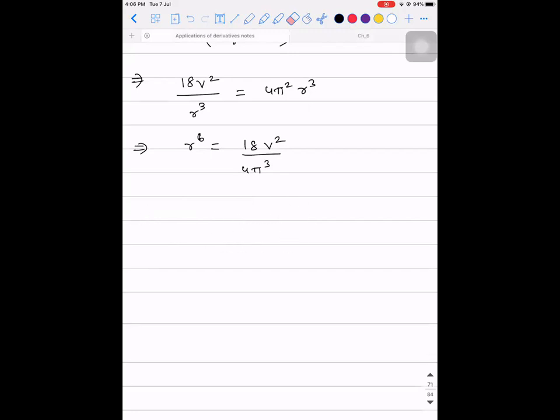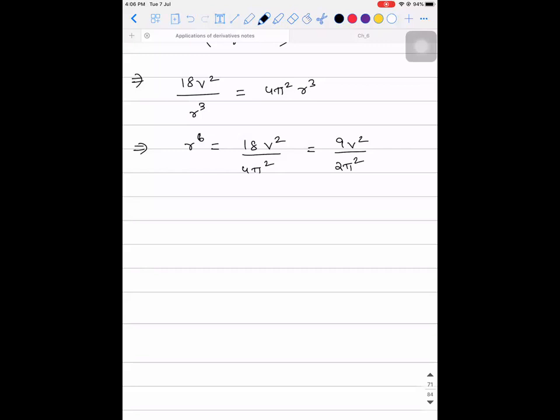So this r power 6, no? So r power 6 is 18v square by 4 pi cube, or I can write it as 9v square divided by 2 pi cube. So that is pi square, sir. Pi square, yeah. So I've divided the numerator and denominator by 2. So r power 6 is 9v square divided by 2 pi square.